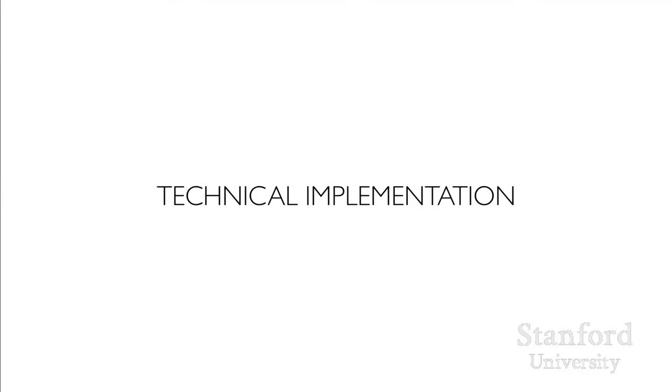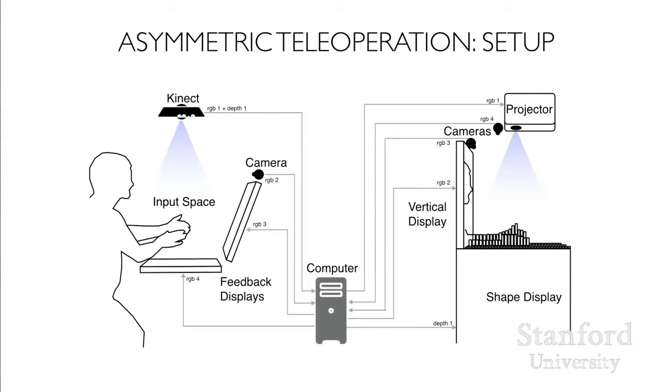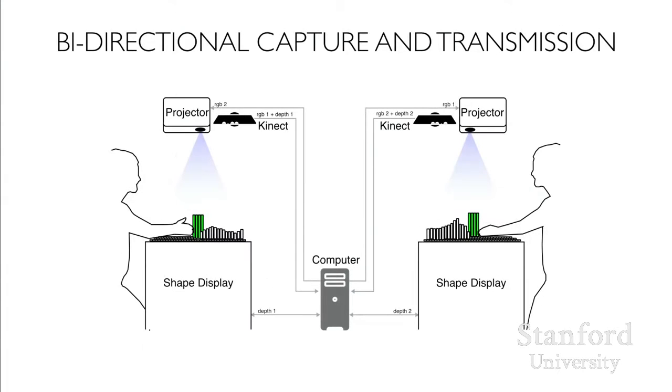And as I mentioned, these are all built on this inFORM platform, but the basic system diagram is that we capture the remote person with the depth sensing camera, and then we have these feedback screens for them in the asymmetric teleoperation setup. Then we send that data over the network or on a computer to our shape display, and then we can project content on that there. And then the bidirectional system is very similar.